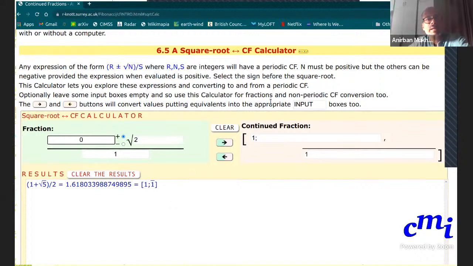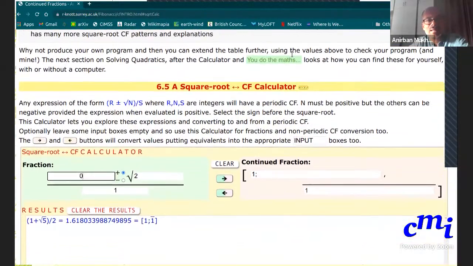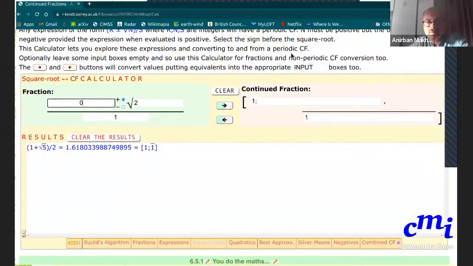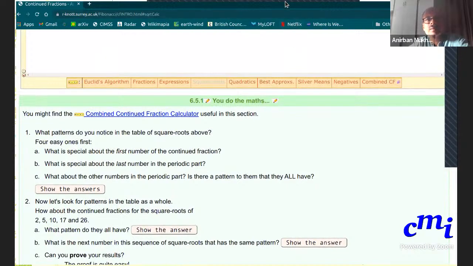So I'll share the link to this web page. You can try calculating continued fractions, and this web page also has a lot of information. Okay, so stop sharing this. I think my next lecture is next Tuesday. I will start with the infinite continued fraction.